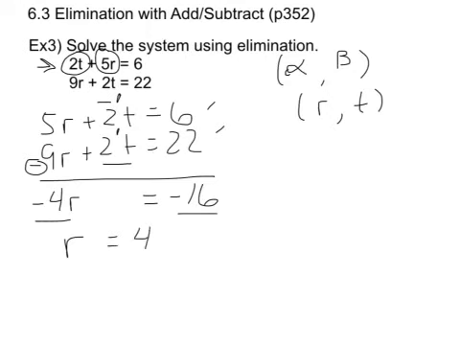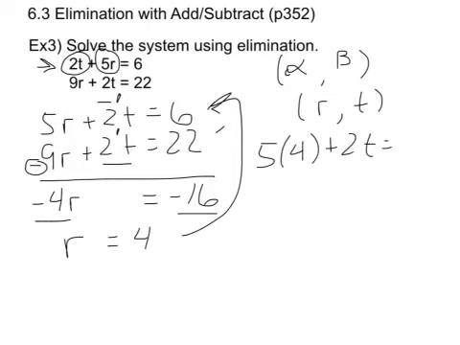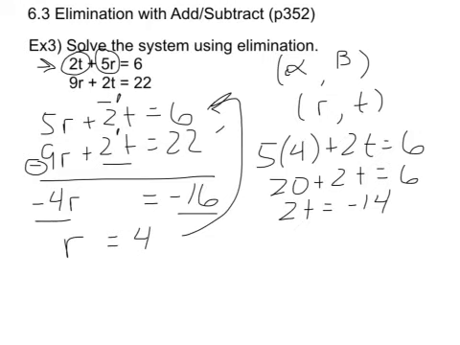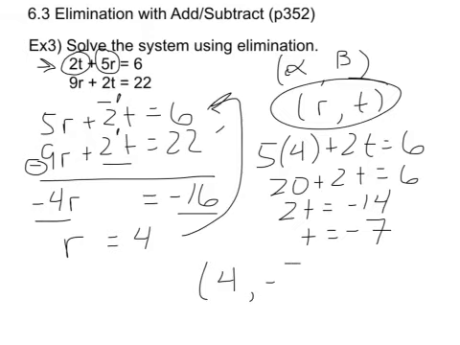So now I need to solve for t. Really doesn't matter if we go into the first equation or the second. Let's go into the first this time. So I've got 5 times, well, r is 4, so I plug in the 4, plus 2t equals 6. 5 times 4 is 20, plus 2t equals 6. Then I subtract 20 from both sides to get 2t equals negative 14. Then I divide both sides by 2 to get t equals negative 7. So now, since I have to put them in alphabetical order for my answer, I've got 4, negative 7.